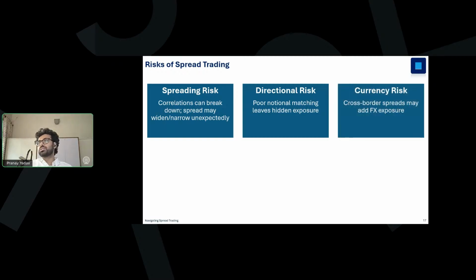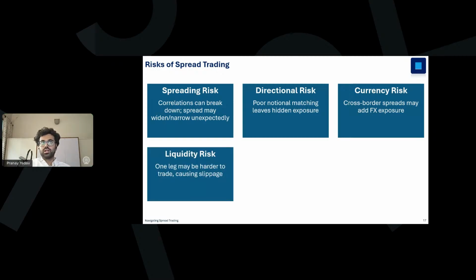Another type of risk is currency risk because cross-border spreads can add FX exposure. Cross-border spreads are spreads that consist of exposure across the same asset across two different regions, right? One exposure could be in USD based Nikkei. The other exposure could be in the form of JPY denominated Nikkei. Because the fact that those two positions are denominated in different FX currencies, that can result in the fact that the spreads may diverge. That's called currency risk. Liquidity risk is a risk wherein one leg may be harder to trade than the other causing slippage.